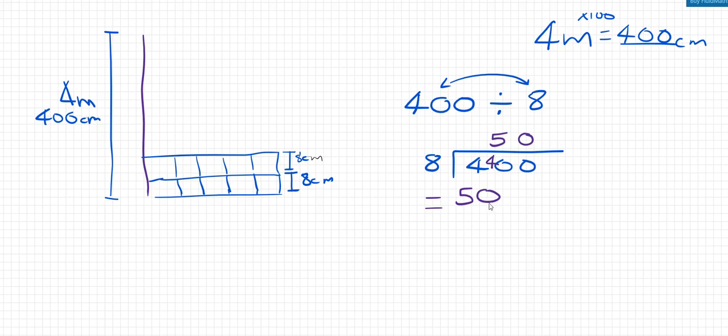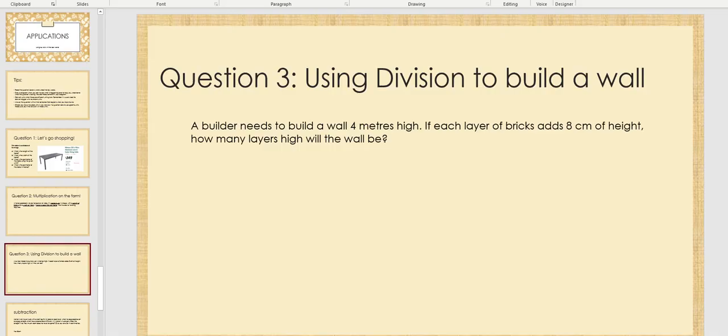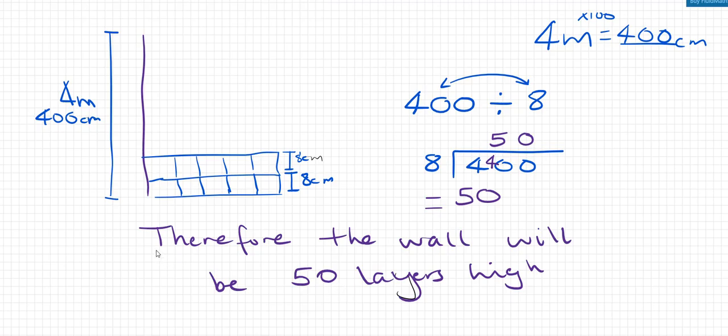Now make sense of this. What does that 50 mean? It's saying we need 50 layers of bricks, so 50 of these, to reach 400 centimeters. Let's write our final sentence. So go back to the question and use keywords from here. So we can say the wall will be 50 layers high. Perfect. There we go. There's my sentence. I've also added this keyword we'll start seeing, therefore. It's a way to start your sentence. Therefore, the wall will be 50 layers high. Now, we don't have to write units here because we're just talking about a layer. Okay? So how many layers do we need?